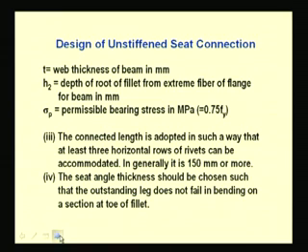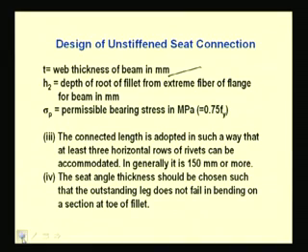So, T is the thickness of the web of the beam in millimeter. H2 is the depth of the root of fillet from the extreme fiber of the flange of the beam in millimeter. This has been given in the code. In SP16, all the details have been given.